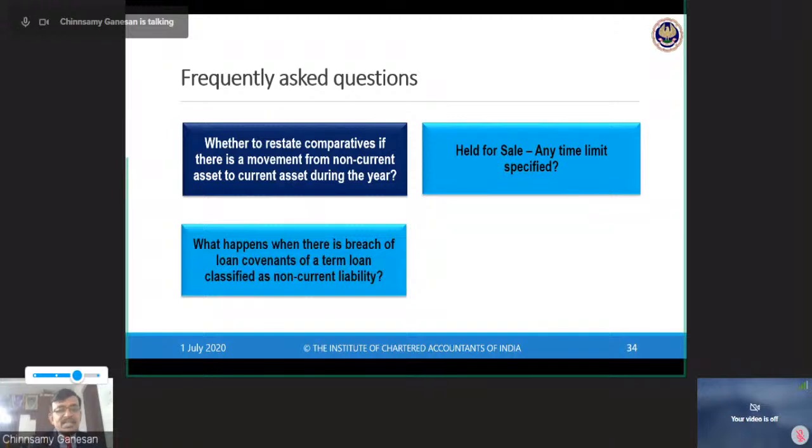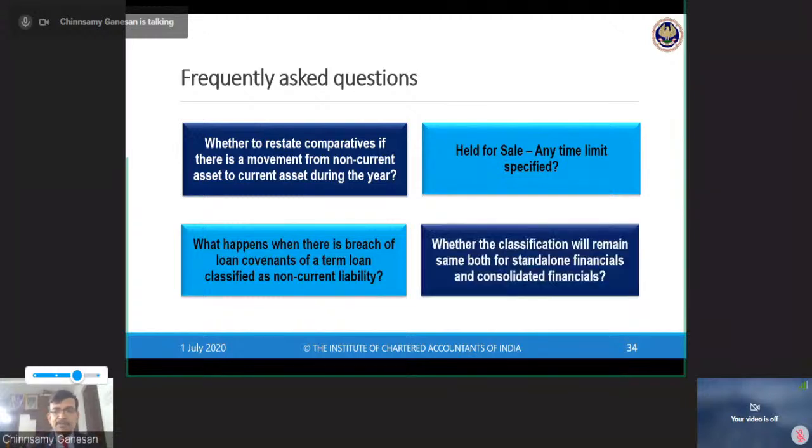For a non-current asset where there is a breach of terms and conditions for a term loan, whether it should be considered as a non-current liability or current liability, we have already discussed that as one of the carve-outs in the previous session. I also have one example which we will discuss a little later, where you will have clarity on how it has to be treated. For the time being, I am just parking it.